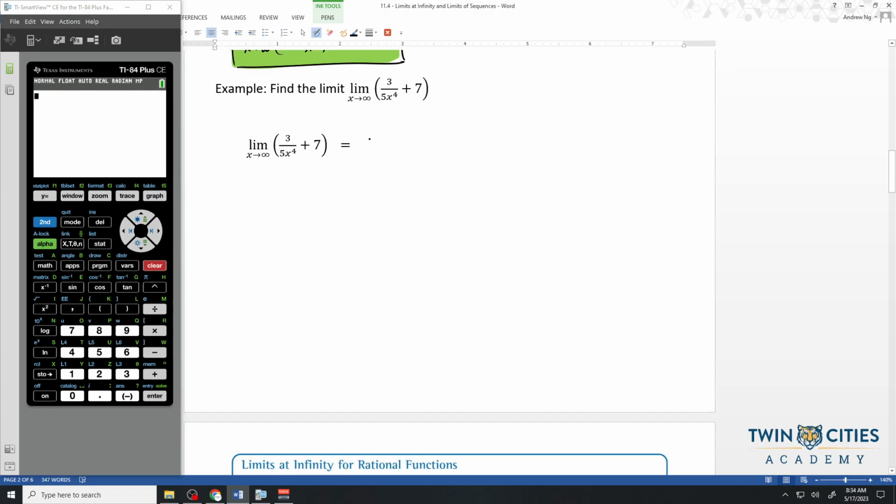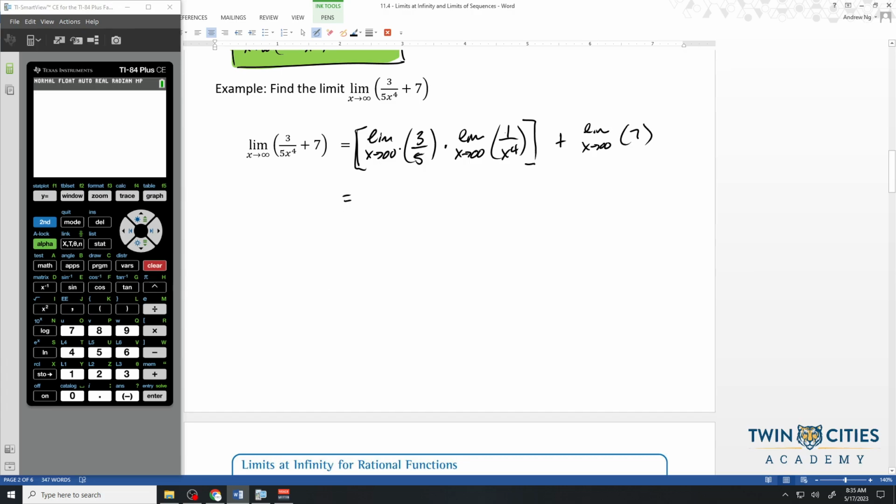And we can say this is going to be the limit as x approaches infinity. I could say that the first part would be 3/5, we're taking out the 3 and the 5, times the limit as x approaches infinity of 1 over x to the 4th. Then plus, now I'm going to do the 7, the limit as x approaches infinity of just 7.